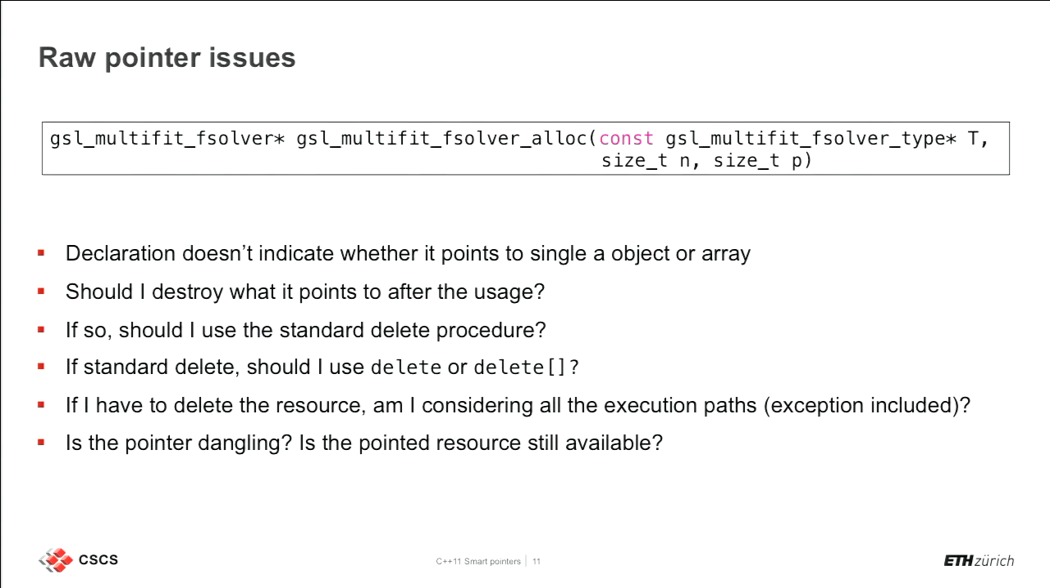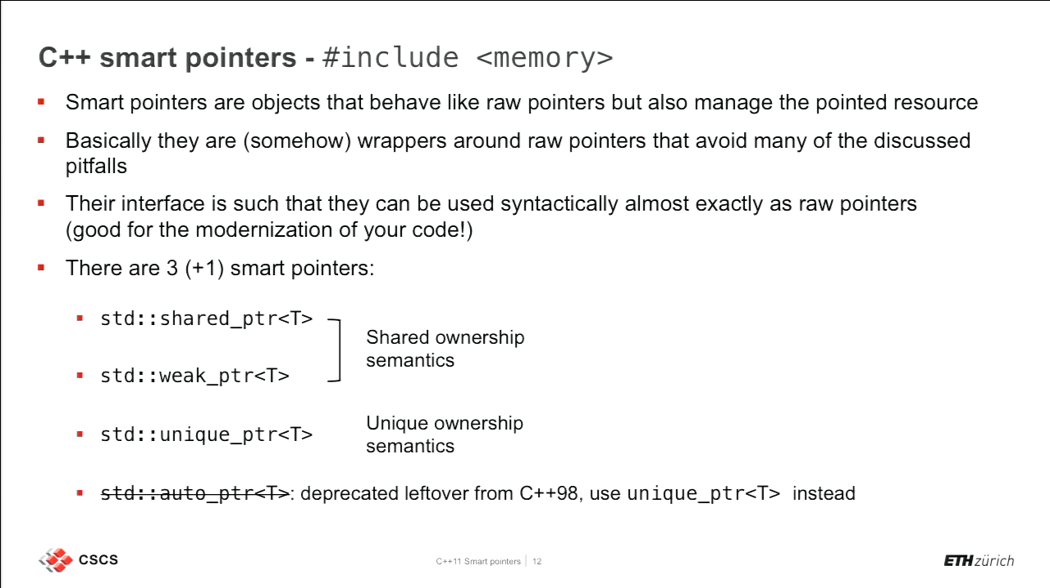This is to say that there are some problems basically in using the raw pointer, and the basic idea of a smart pointer in C++11 is just to remove all these possible problems while providing an interface that is almost completely the same with respect to the one of the raw pointer themselves. So, what are these C++ smart pointers?